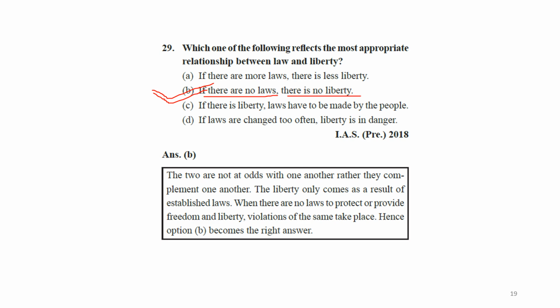So there is a law. If there is a law, then there will be liberty. Okay, if there is no law, there will not be any liberty. So the two are not.